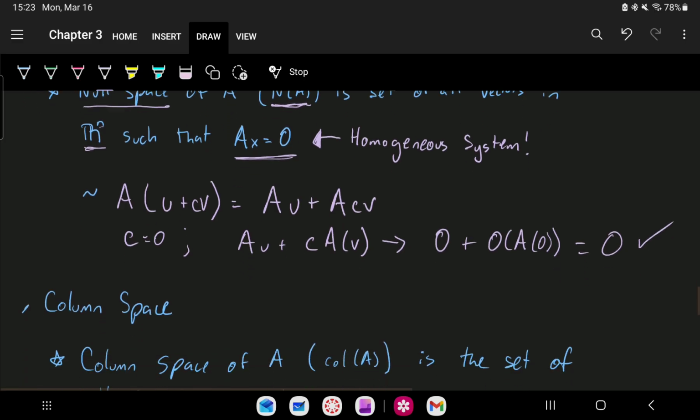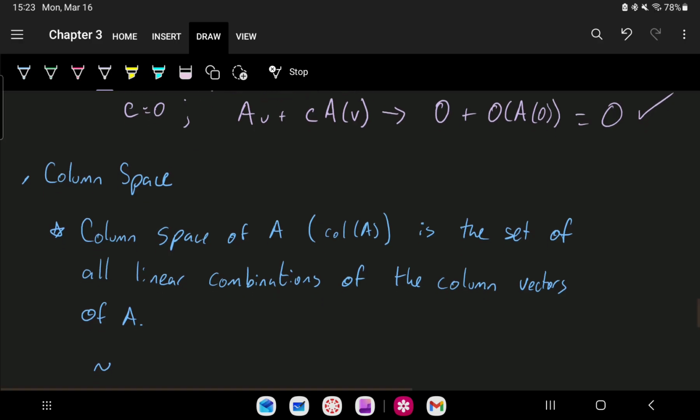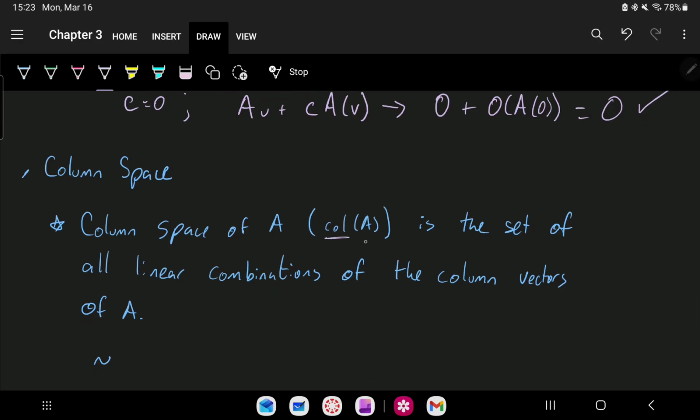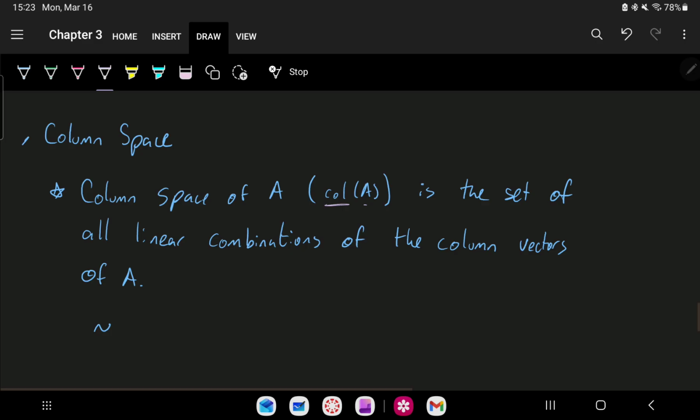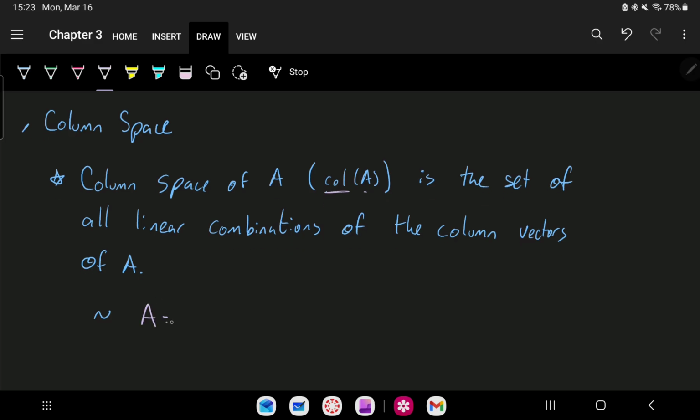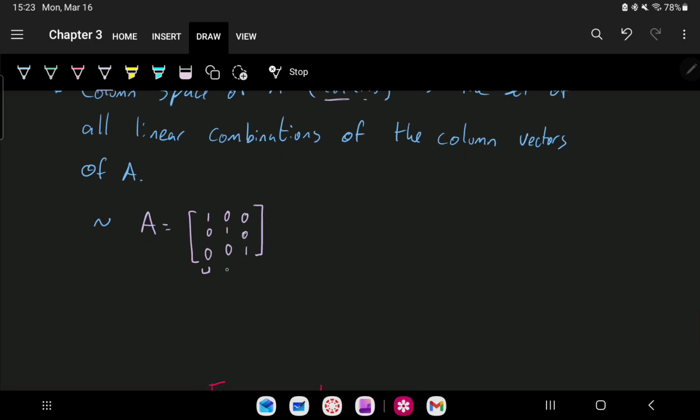Right? Similarly, we have column space. Column space of A we can denote as COL parentheses A. That is going to be the set of all linear combinations of the column vectors of A, right? So if we have A equals this 1, 0, 0, we'll just do the identity matrix. The column vectors are going to be basically the vectors that make up the individual columns of A.